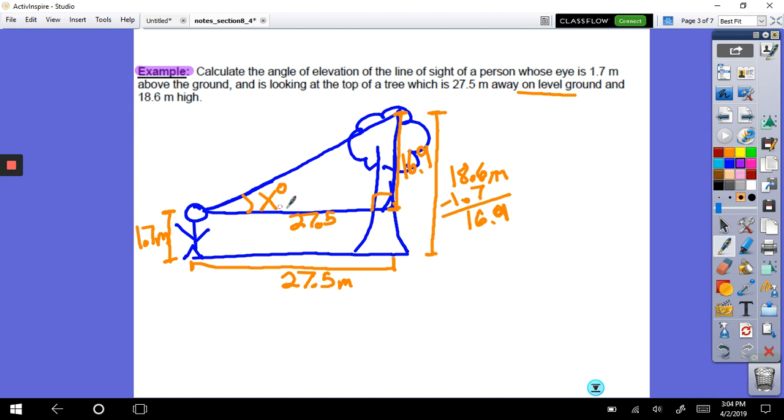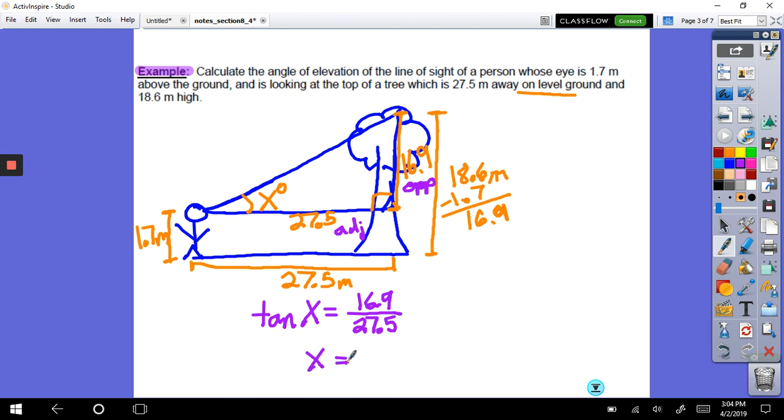So going through our steps, we've drawn our triangle. We're going to do opposite, hypotenuse, and this would be adjacent. So step 1, label opposite, hypotenuse, adjacent. Step 2, determine if you need sine, cosine, or tangent. Well, we need opposite and adjacent. Which one's that? Tangent. So moving kind of fast here, but just pause it if you need to. Tangent of x equals 16.9 over 27.5.